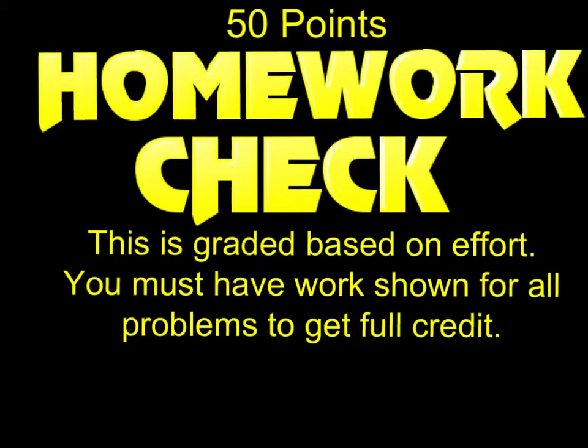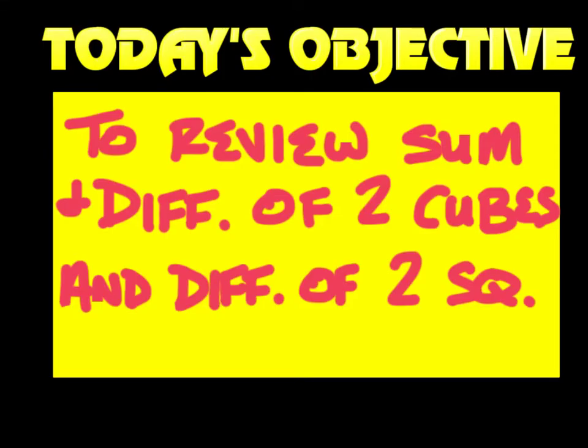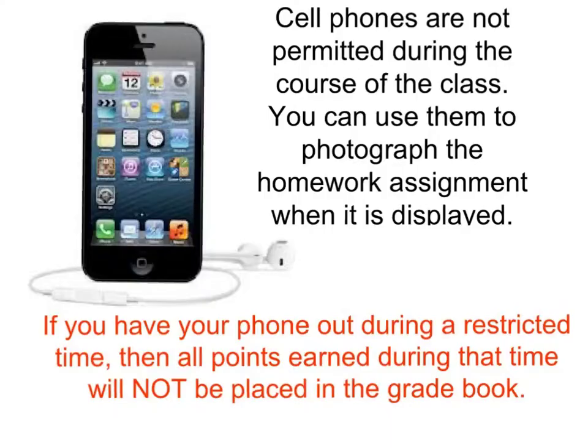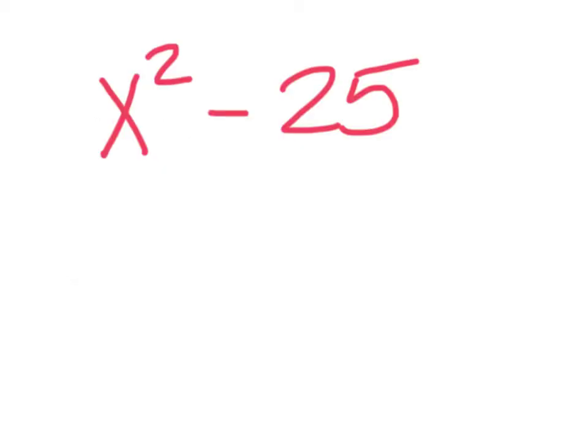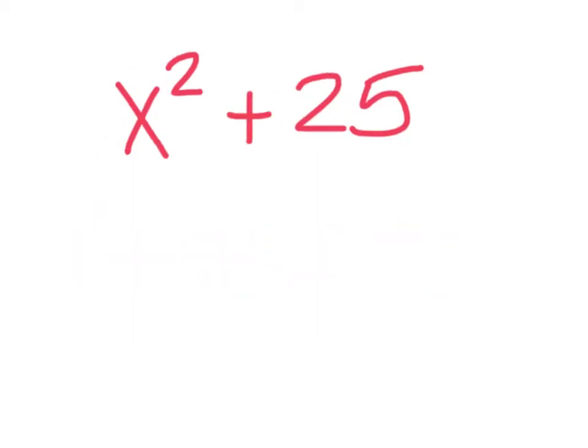Alright, here are the answers. And that's to review the sum and difference of 2 cubes and the difference of 2 squares. So we'll go through some flashcards again. X squared minus 25, what is that? Difference of 2 squares, and there's the factoring for that. What's x squared plus 25? Not factorable.